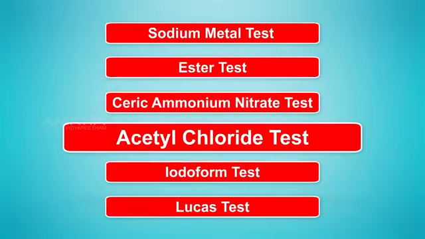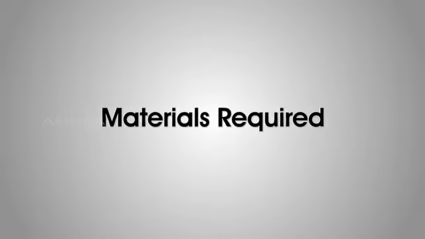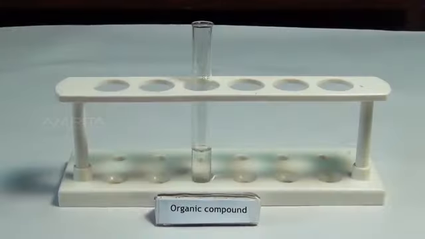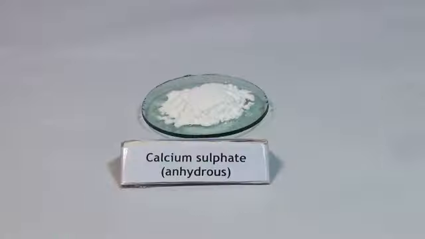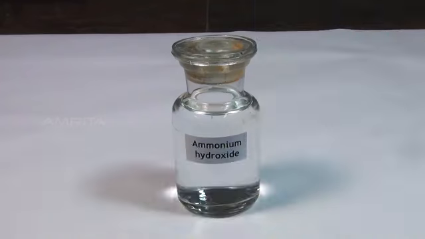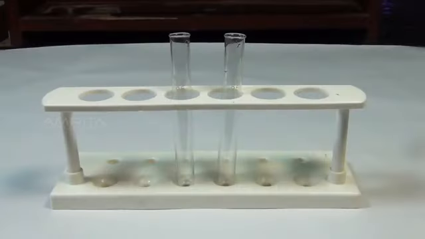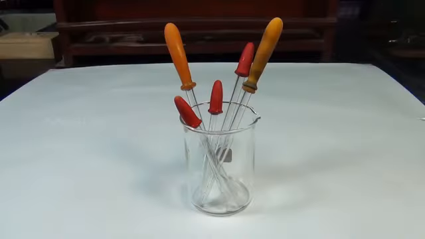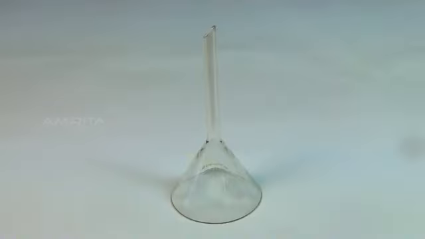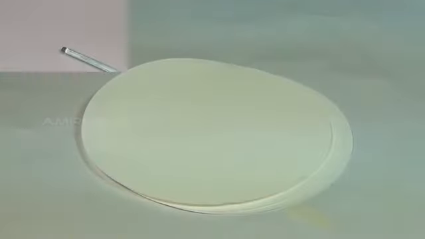Acetyl chloride test. Materials required: organic compound, anhydrous calcium sulfate, acetyl chloride, ammonium hydroxide, test tubes, dropper, spatula, funnel, filter paper and glass rod.